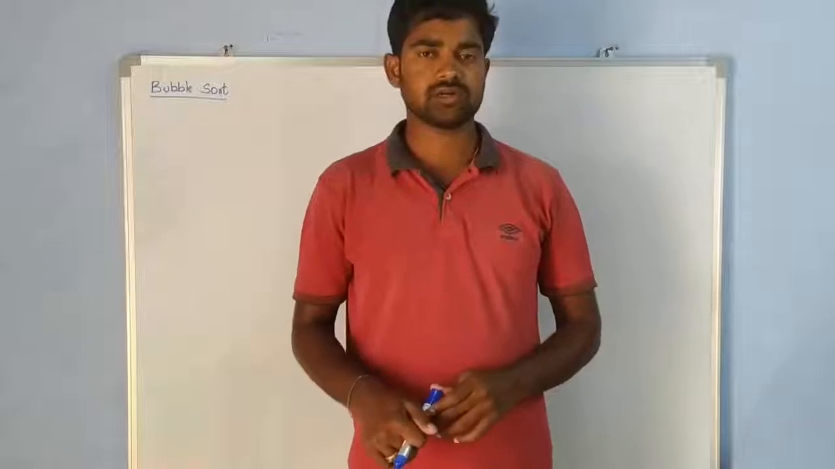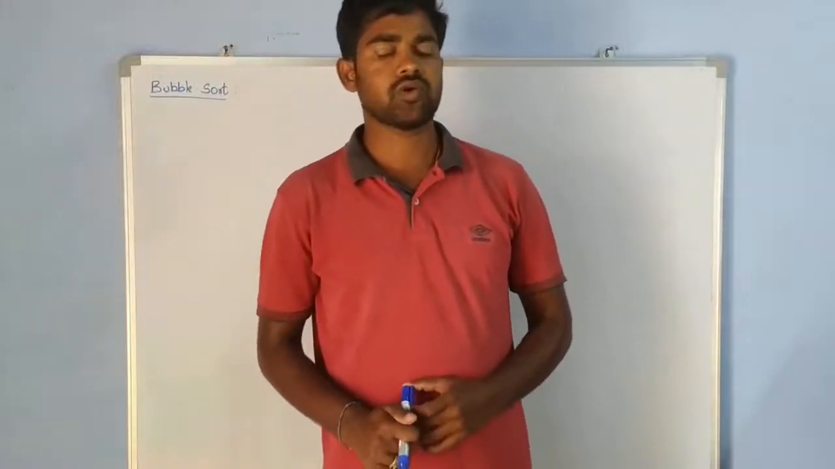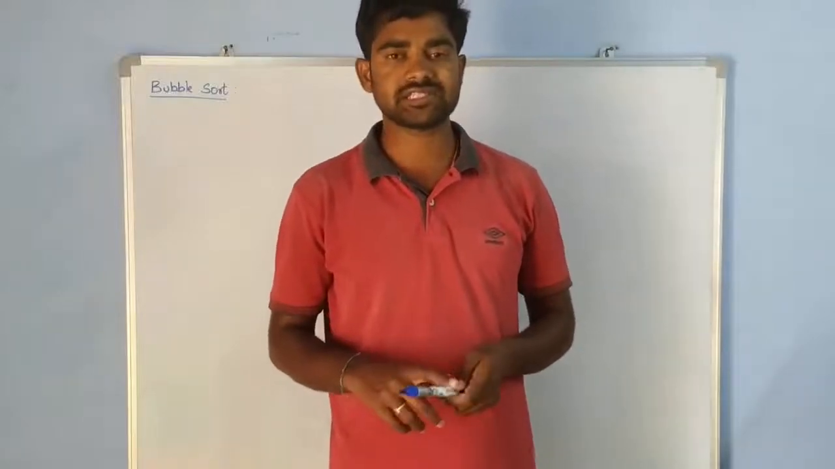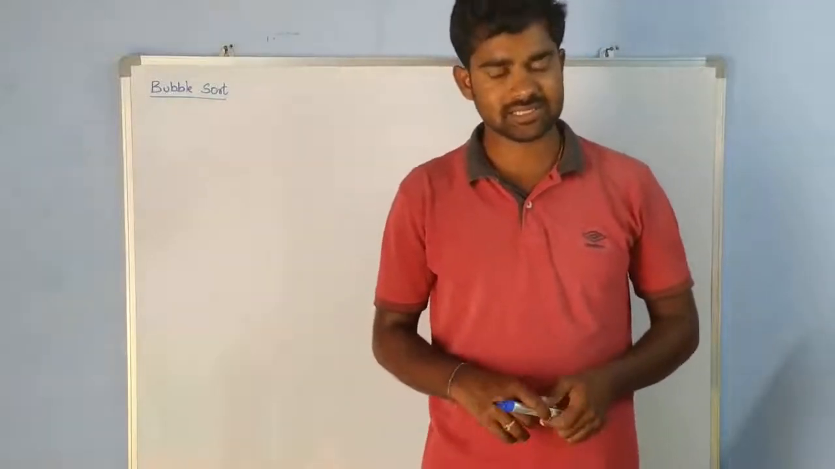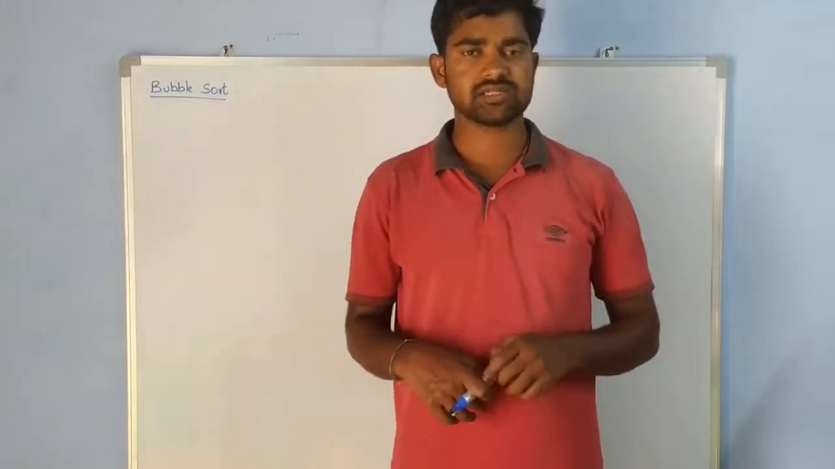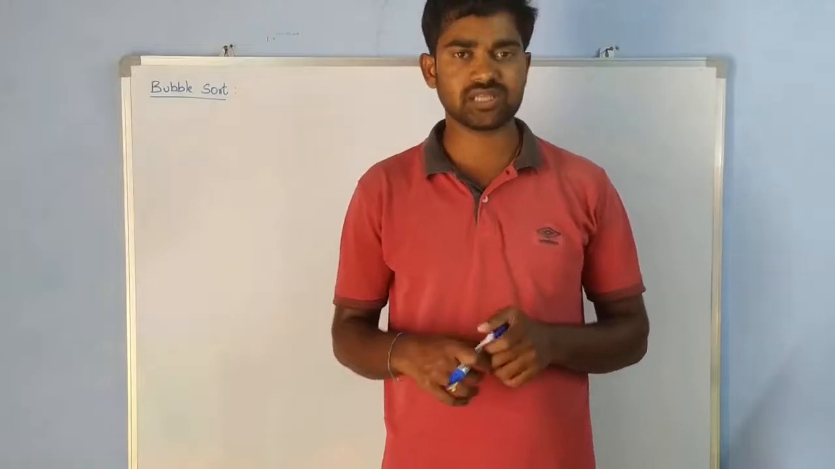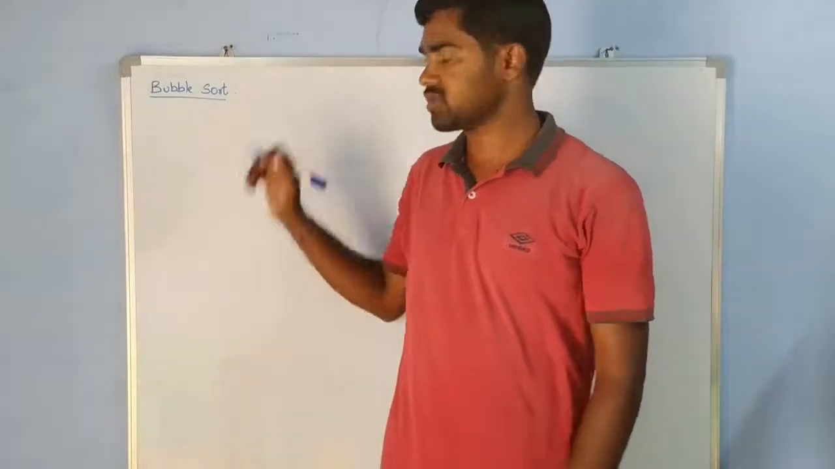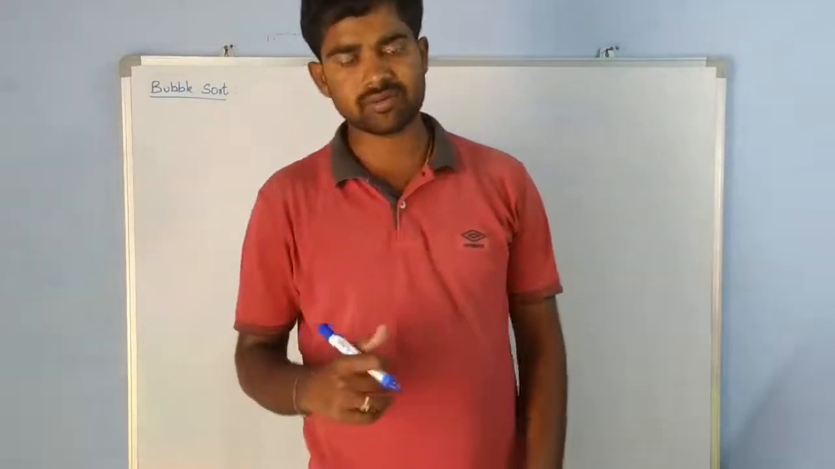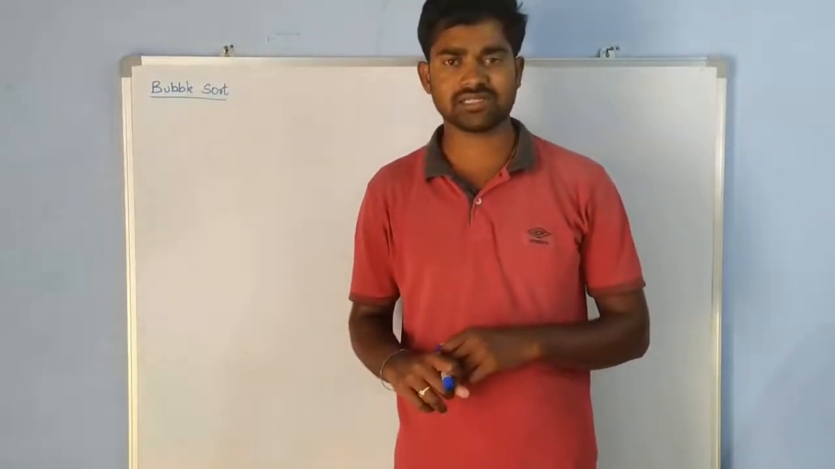Hi everyone. In the last session we saw the different sorting methods. So what is sorting? Sorting means arranging the elements in an order, either ascending order or descending order. Today we will see how to sort the unsorted elements by using the bubble sort algorithm. By using bubble sort, we are going to arrange the elements in either ascending or descending order.